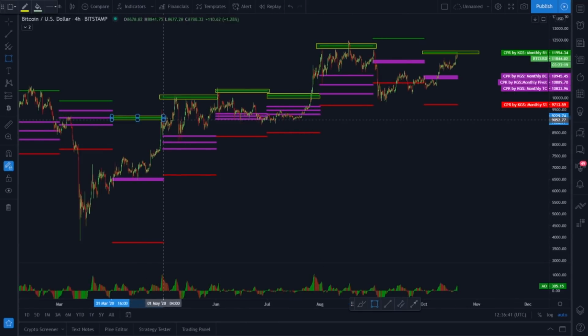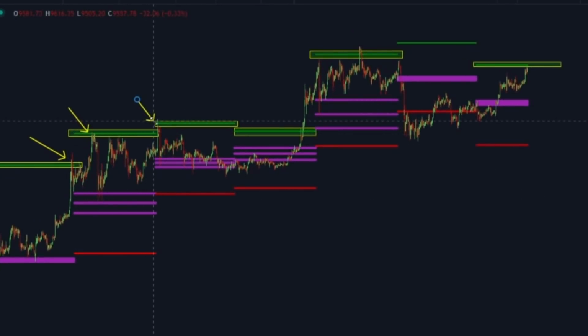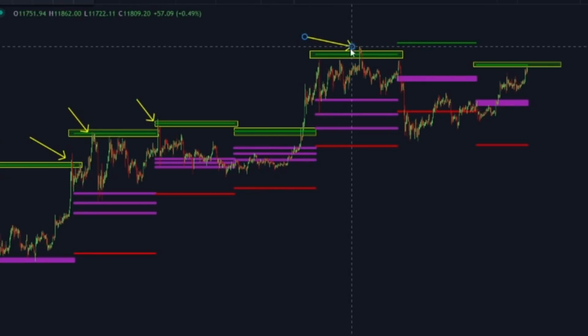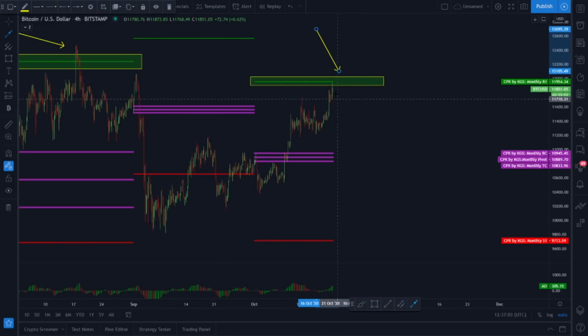Because if we look at all the monthly R1 levels, what difference can you spot, guys? You can see here, price after reaching the monthly R1 level, here as well, in many cases, guys, price after reaching the monthly R1 level, what happens after that? It tends to reverse, guys. So that's why it is showing some sort of a rejection after reaching this monthly R1 level for Bitcoin right now, and you can see that very clearly, right?